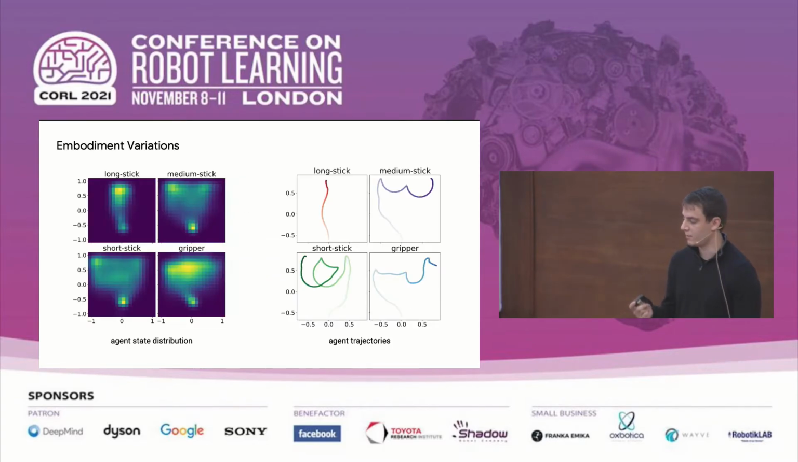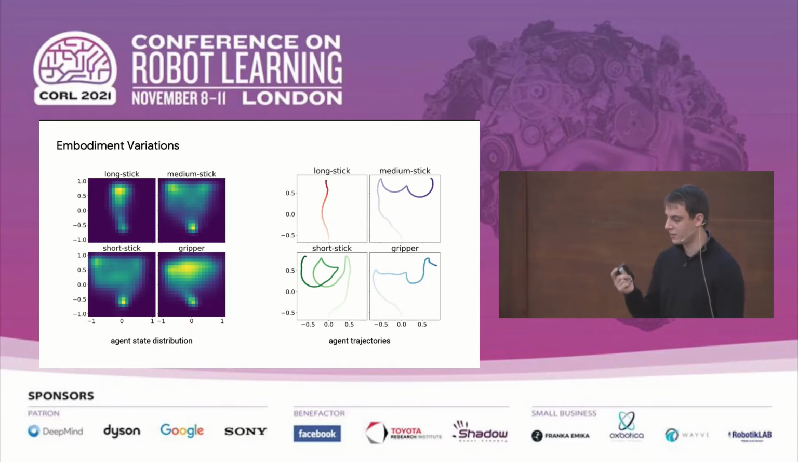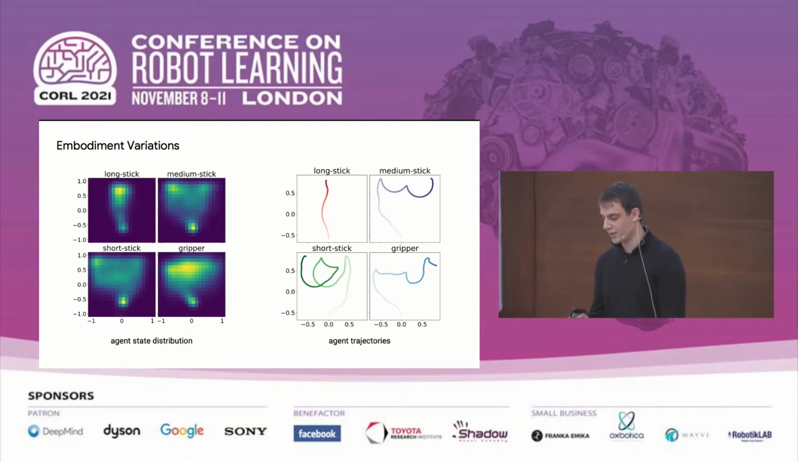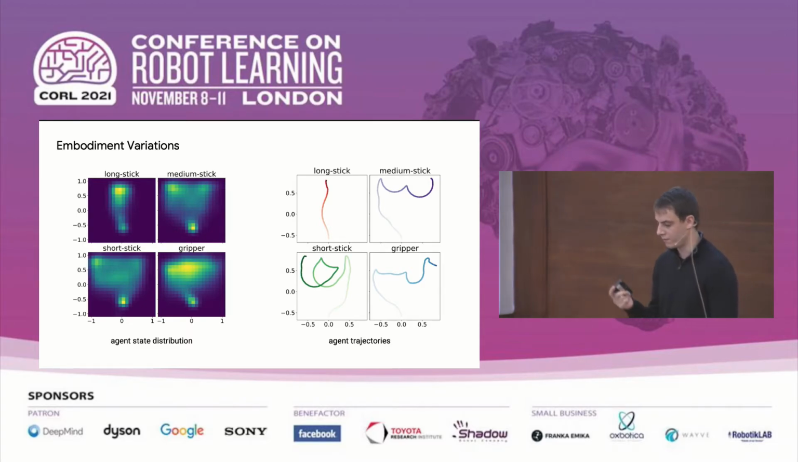If we look at demonstration data that we collected and plot the state distribution that the agents visit in these expert demonstrations, you'll see that for an embodiment like the long stick, it's just a very simple linear trajectory to complete the task. Whereas for more complicated agents like the short stick and the gripper, they have a much wider coverage of the state. You can look at the trajectories on the right, randomly sampled, and see how different they are from the long stick agent.